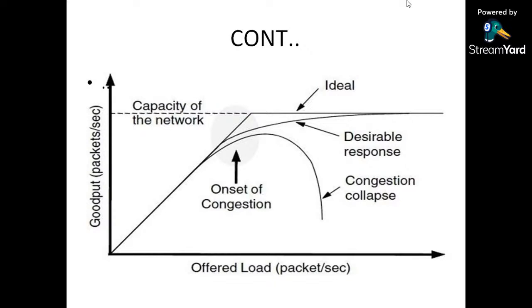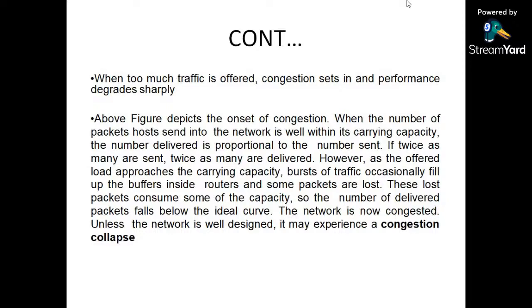In that diagram, we have offered load in packets per second, and goodput in packets per second. The capacity of the network is given. The ideal value for load is compared with the goodput. So there is a desirable response, congestion collapse, and onset of congestion. When too much traffic is offered, congestion sets in and performance degrades sharply. In that graph, we see the onset of congestion.